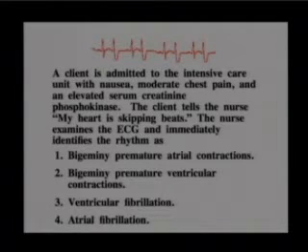So you look at the rhythm up at the top, and the correct answer is number 2, bigeminy premature ventricular contractions. Here's a PVC, here's a PVC, here's a PVC, here's a PVC. Every other beat, so we have a normal beat, PVC, normal beat, PVC, normal beat, PVC, normal beat, PVC. So every other beat, bi means 2. So it's bigeminy PVCs. That one was so much fun.